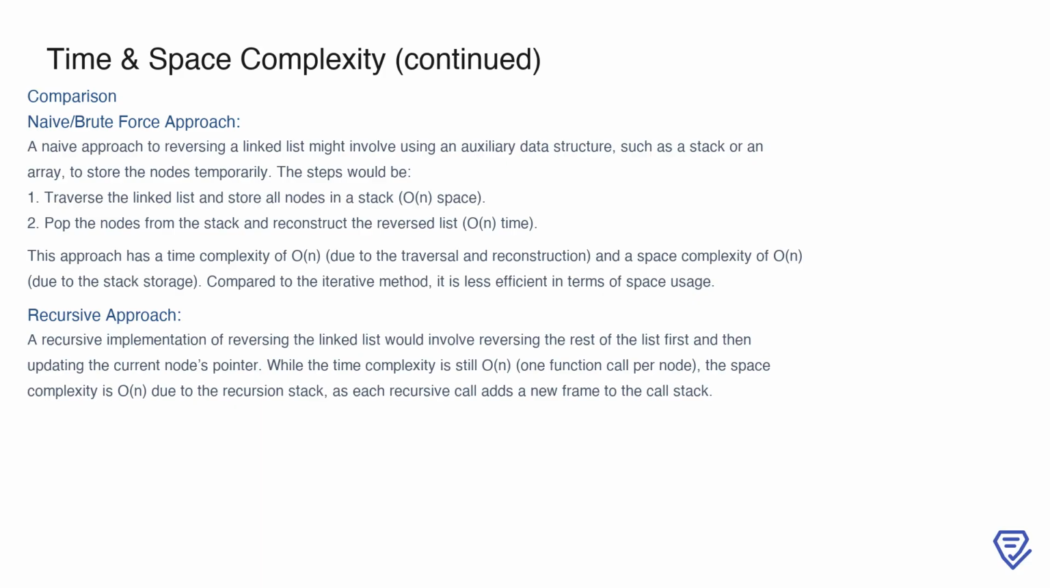Another alternative is the recursive approach, which reverses the list by recursively calling the function on the remaining nodes. While this also has a time complexity of O(n), the space complexity becomes O(n), because each recursive call adds a new frame to the call stack. In contrast, the iterative method achieves the same time efficiency with constant space, making it the most space-efficient solution.